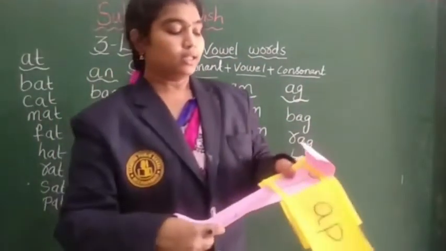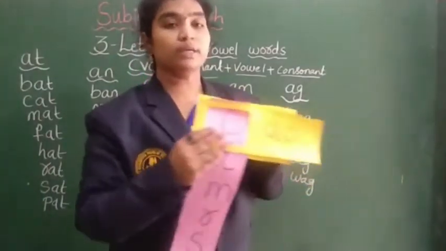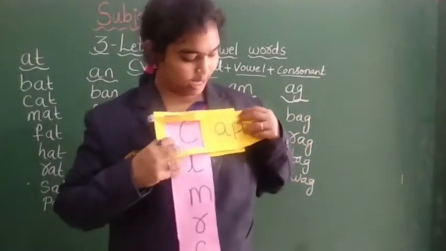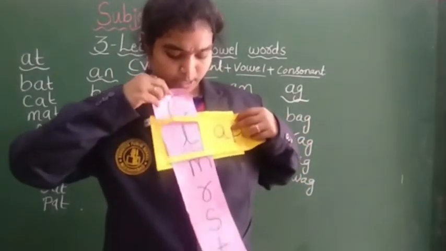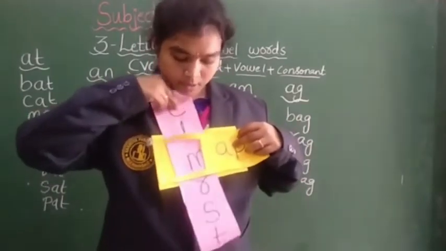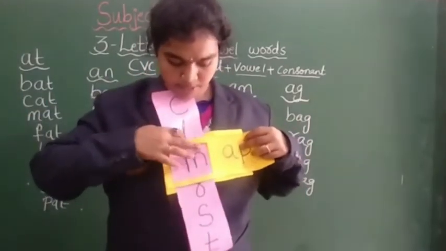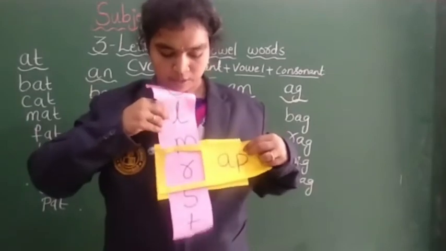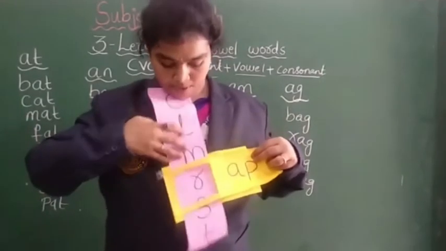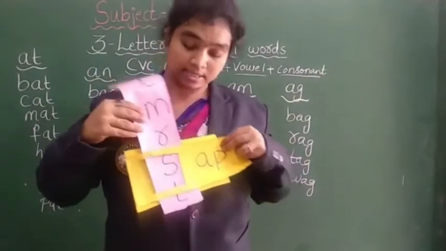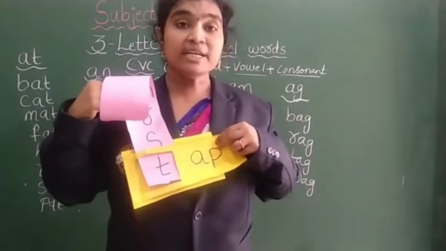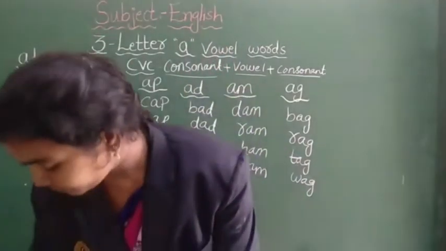Next. The words with the AP sound. Okay? CAP, cap. LAP, lap. MAP, map. RAP, rap. SAP, sap. TAP, tap. Okay, children? Next.